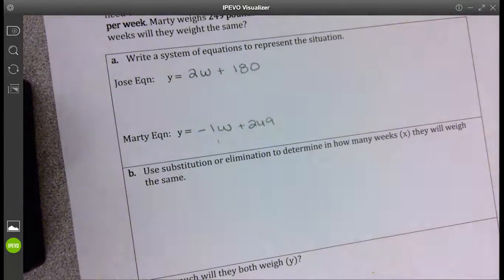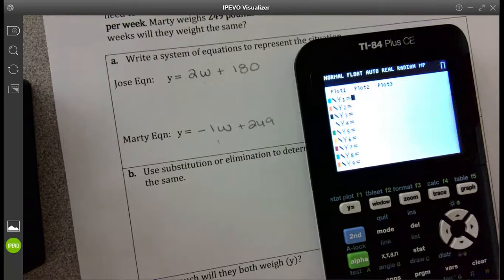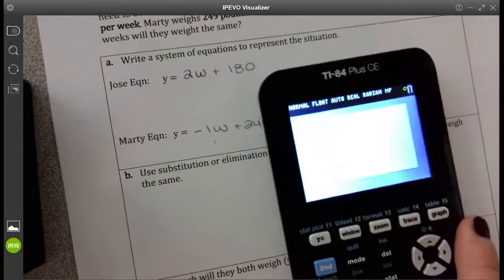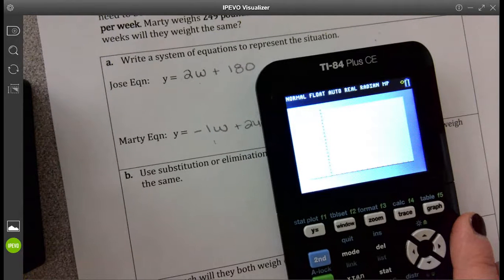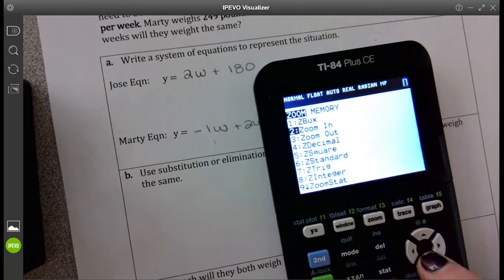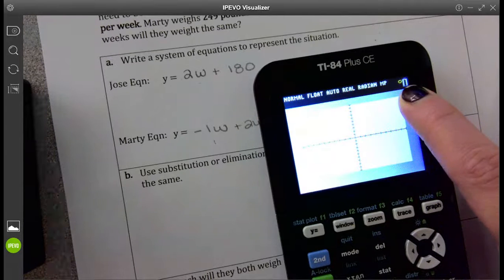Let's use a graphing calculator. So I would want to know when these two intersect, when they'll be the same weight. So we have 2x plus 180, and then we have negative x plus 249. I'm going to hit graph. I see that little thing turning up there. When it's done, I know that it's done graphing. I'm going to go to Zoom standard, and see if I can see anything. It's graphing, it's graphing.